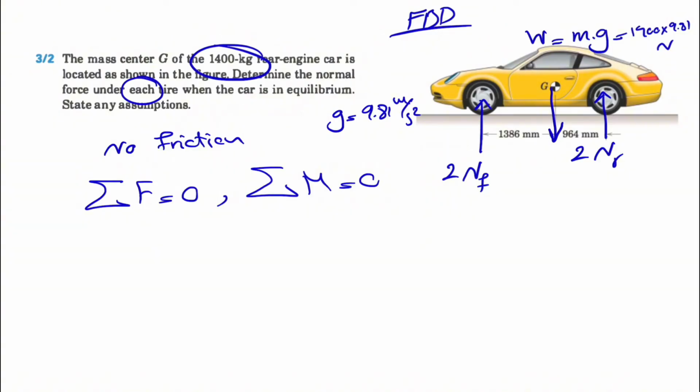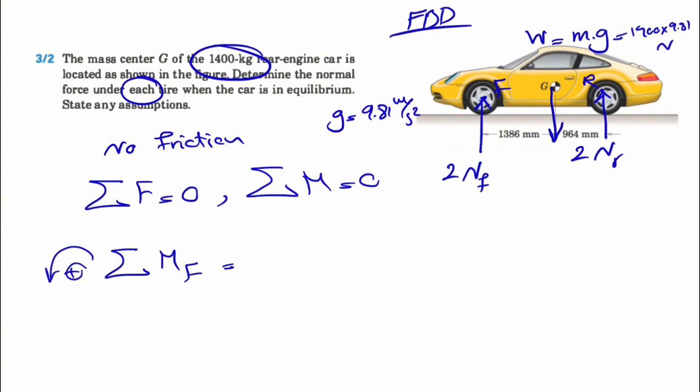So we can start with the moment equation. Let's call the front ones point F and the back ones point R. If we do the sum of all moments about point F, we can cancel out one of the unknowns and we can find the NR.